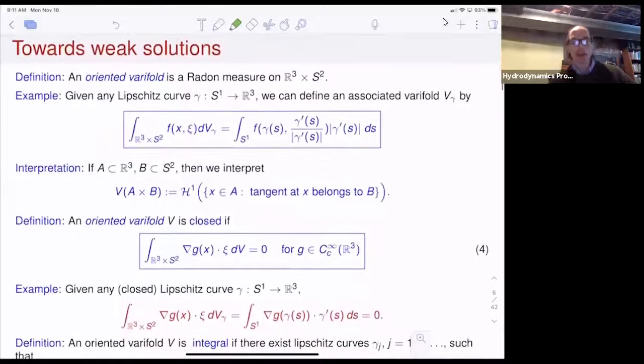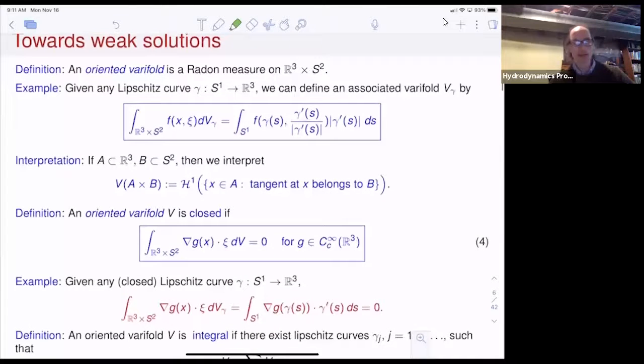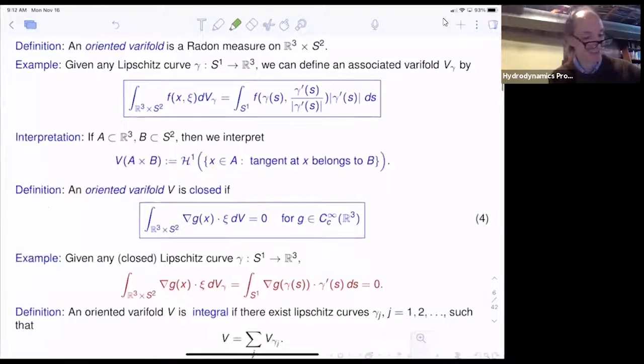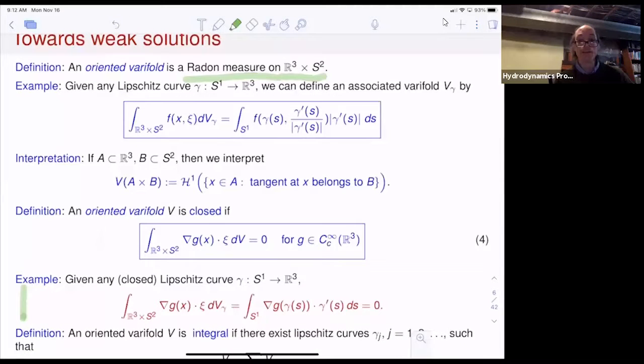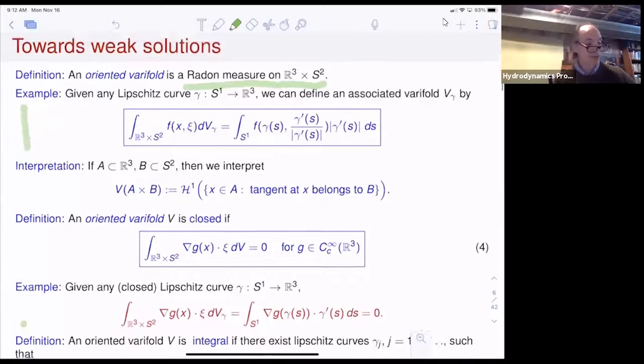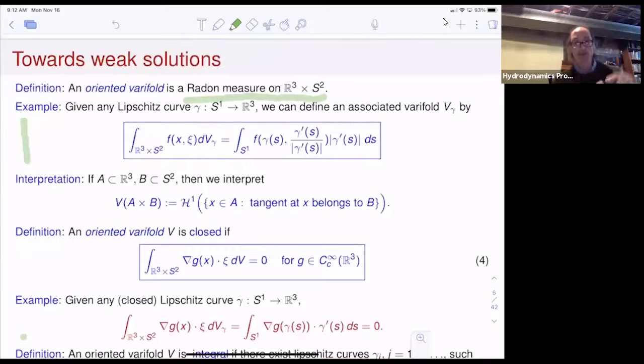I want to view these as a class of generalized surfaces, generalized curves in R3. An oriented varifold is a Radon measure on R3 cross S2. The basic example is here. If I have a Lipschitz curve gamma, a map from S1 into R3 which is Lipschitz continuous, then I can define an associated varifold V sub gamma, the corresponding varifold, in this way.